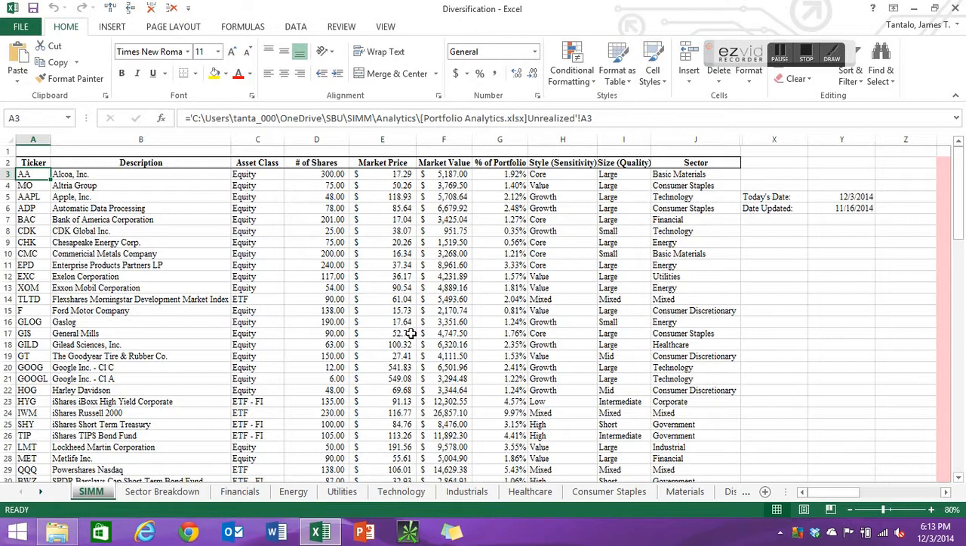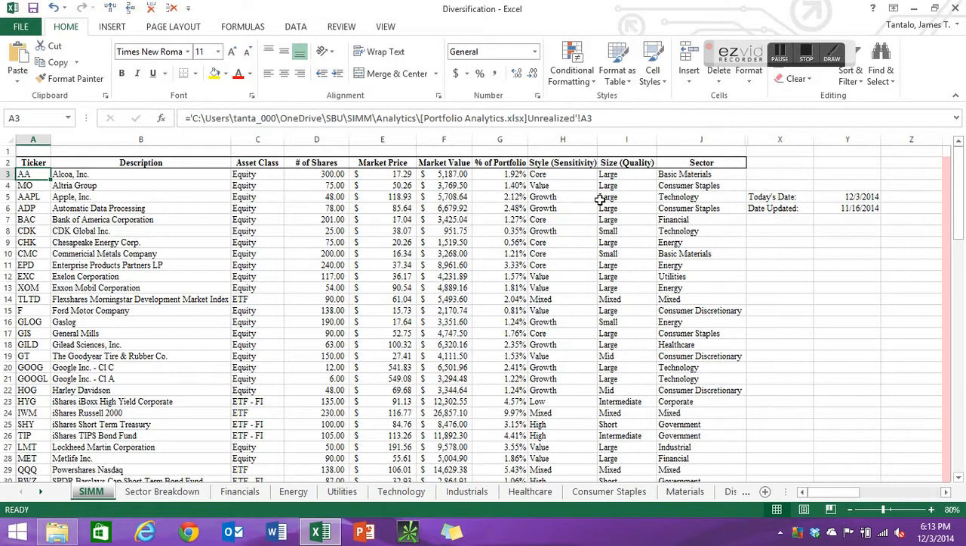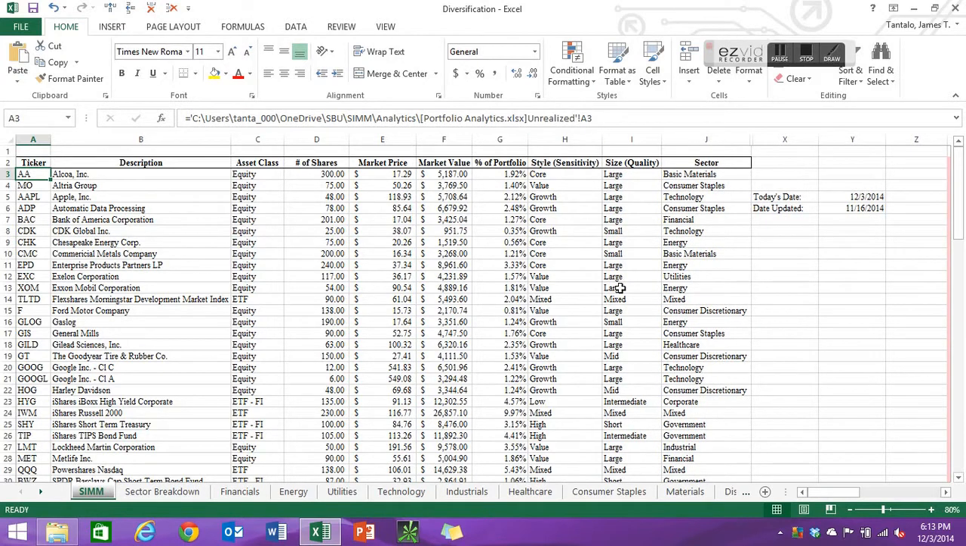And basically the purpose that this serves is to look at the breakdown of our holdings in terms of style, size, sector, geographic region, etc. So what I'm going to go through now pretty quickly is just a quick rundown of what you're going to find here. We're going to be only working with this spreadsheet today, this tab.